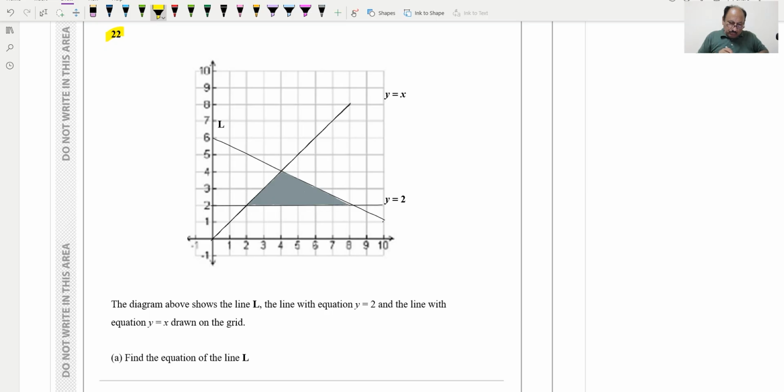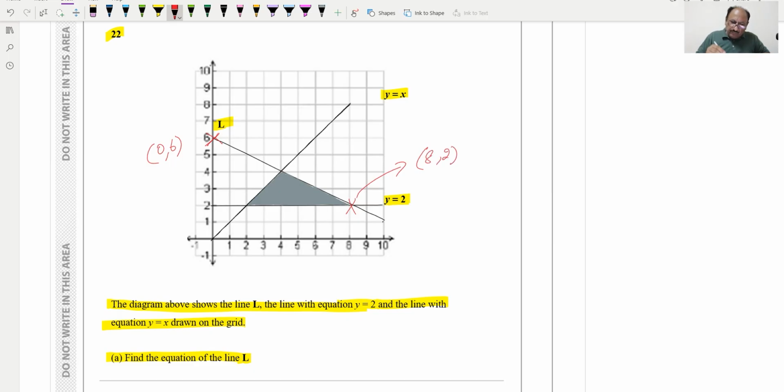Question number 22. The diagram above shows line L, which is this one, and the line y is equal to 2 is this line, and the line with equation y is equal to x is this line. Draw on the grid. Part a, find the equation of line L. So for this line we require the equation. For that we will be taking 2 points on the line. We can take this point which has coordinates 0 and 6, and another point, for example this one, which has coordinates 8 and 2.